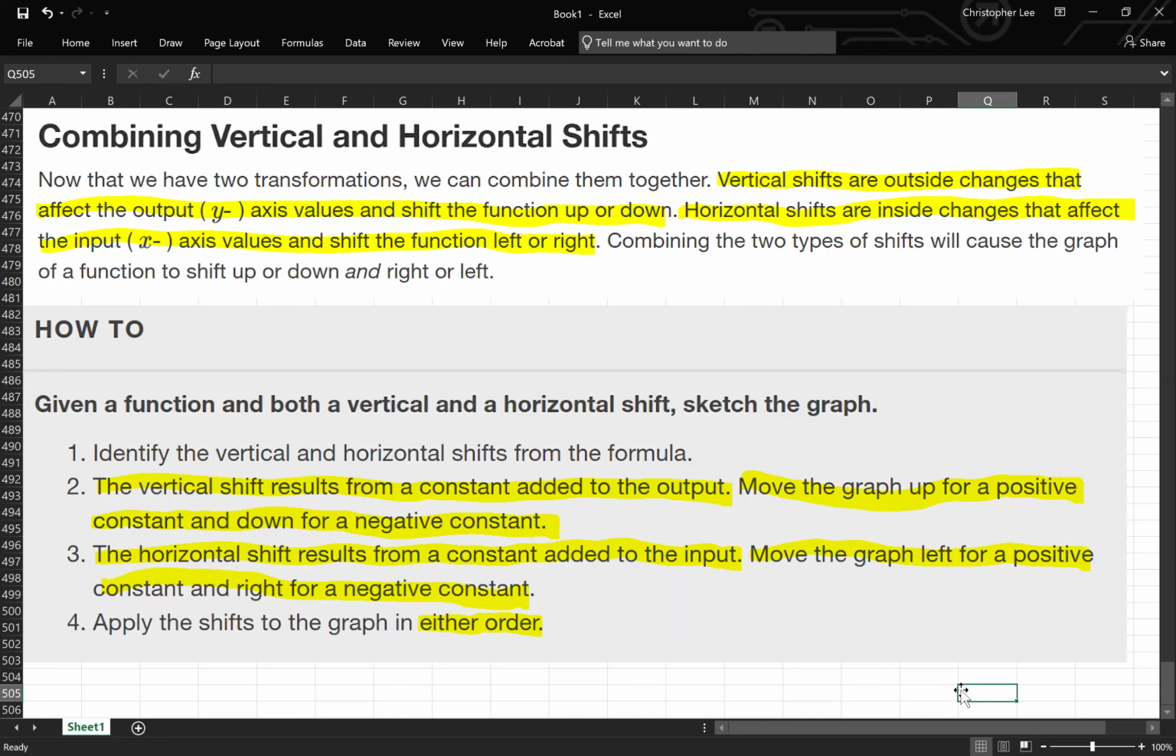And then step four, apply the shifts to the graph in either order. The key thing to remember about that is that it doesn't matter which one you do first. If you want to do the vertical one first, go ahead. Or if you want to do the horizontal one first and then do the vertical, go ahead. No pressure. Order don't matter. All right.